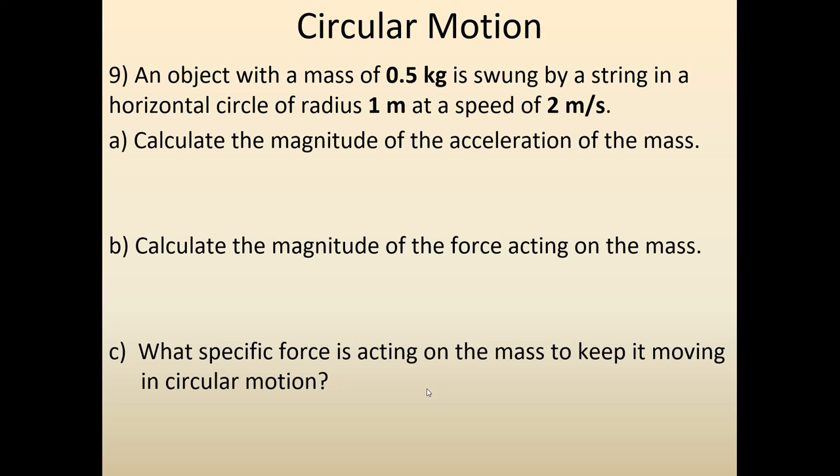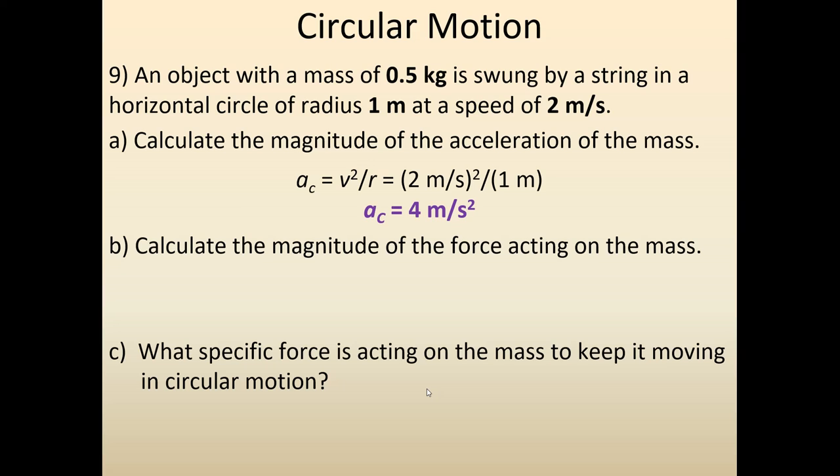Pause the video, work it yourself. I'll go over it in a second. All right. So for this, what we're going to do is find the acceleration by plugging the numbers into our centripetal acceleration equation. Pretty straightforward. They give us all the numbers. We end up getting that the centripetal acceleration is 4.